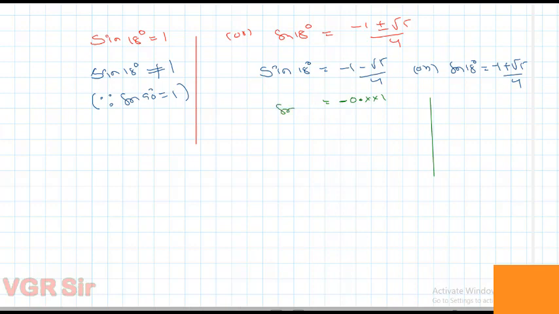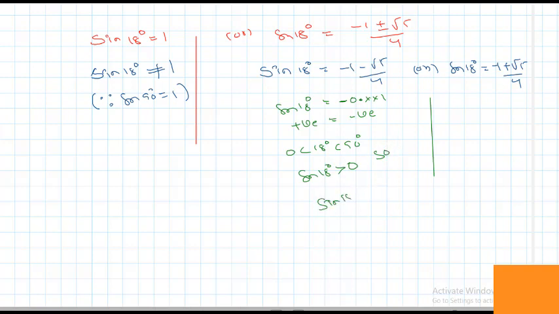So sin 18 is positive. Positive is never equal to negative. Because already you know that 0 is less than 18 degree, which is less than 90 degree, so 18 degree lies between 0 and 90. In between 0 and 90 sine is positive. So sin 18 degree is positive, and it is never equal to minus 1 minus root 5 by 4. Means two results are rejected.